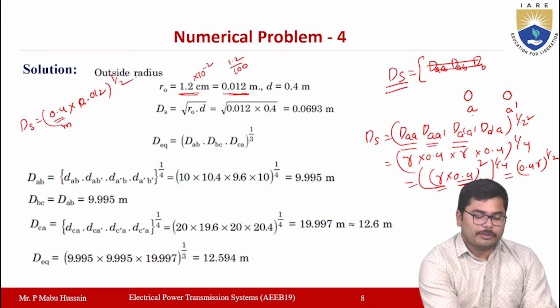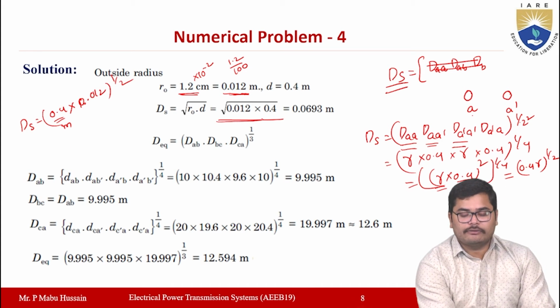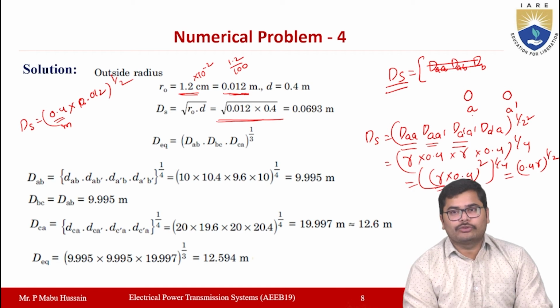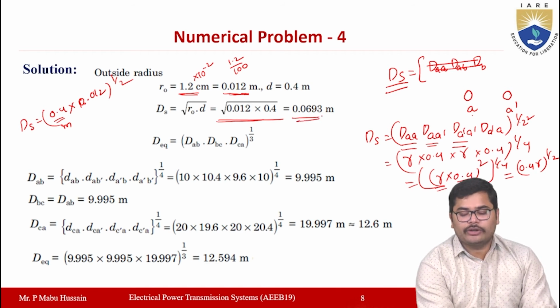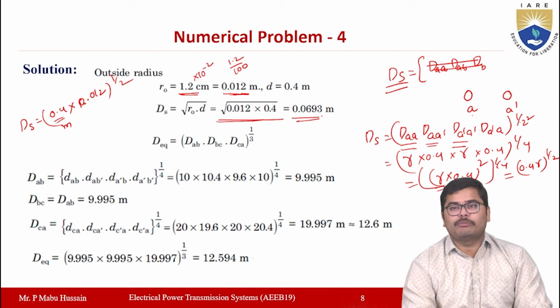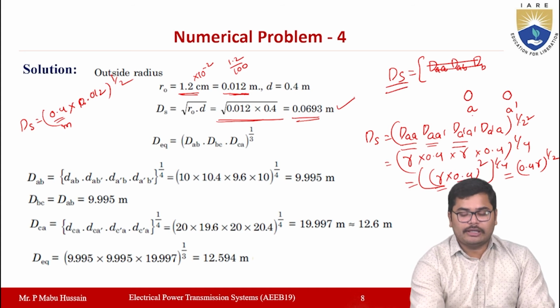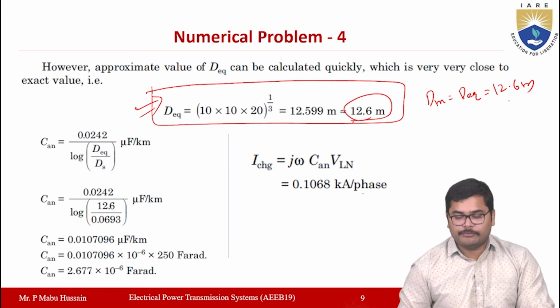Okay, so whole to the power of 1 by 2. So this is the value: 0.012 into 0.4. If you calculate, you are getting the value of Ds will be equal to 0.0693 meters. Okay, the value of Ds in meters and the value of D equivalent or Dm will also be in meters.